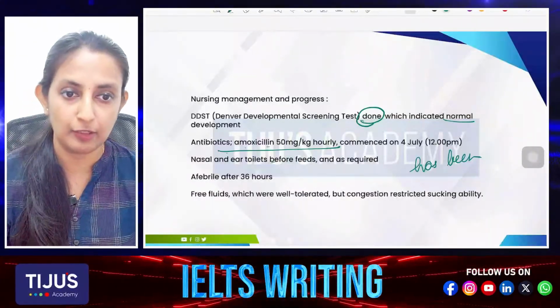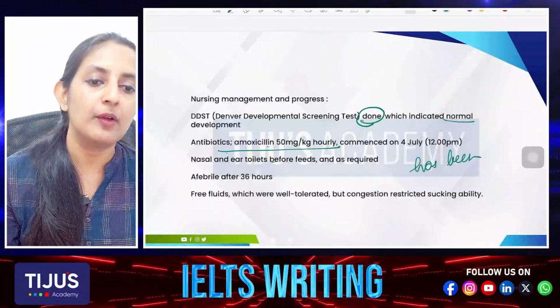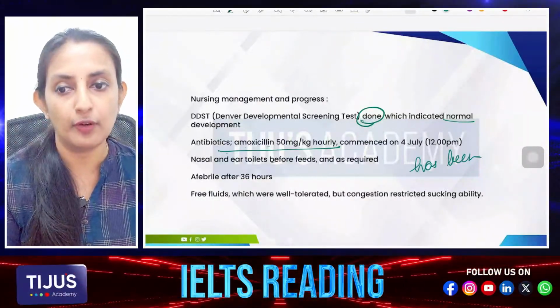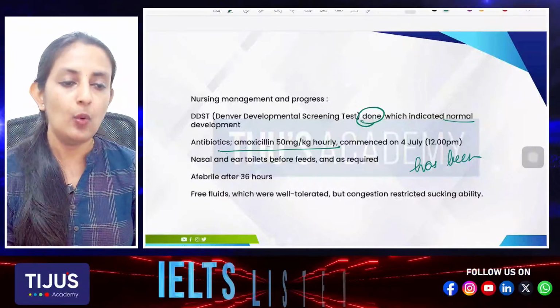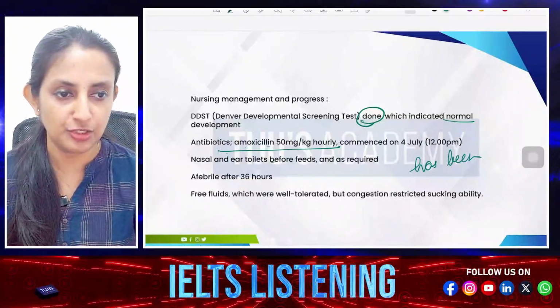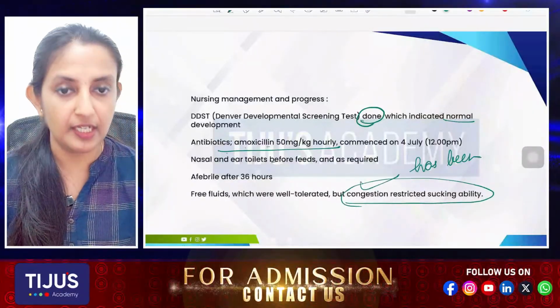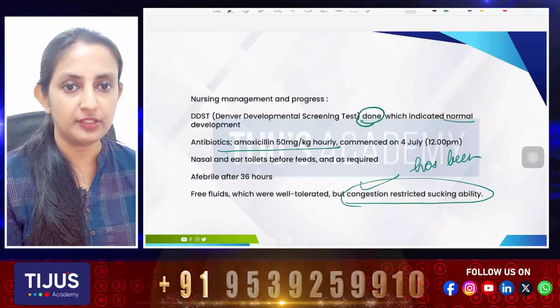Good stability he has had. And what else can we say: he has made good progress with the free fluid and well tolerated the free fluid, however his congestion restricted his nasal sucking ability. The congestion has restricted the sucking ability.